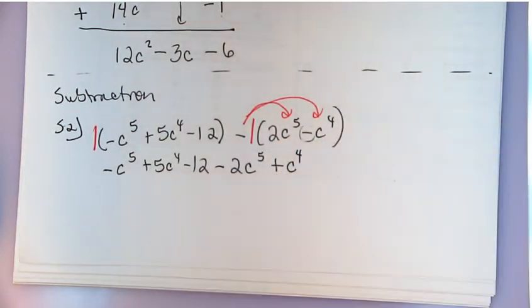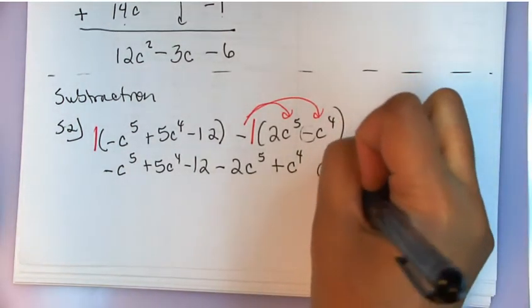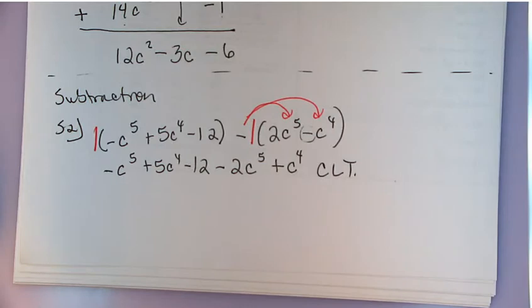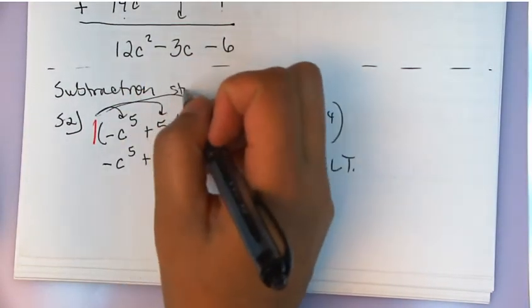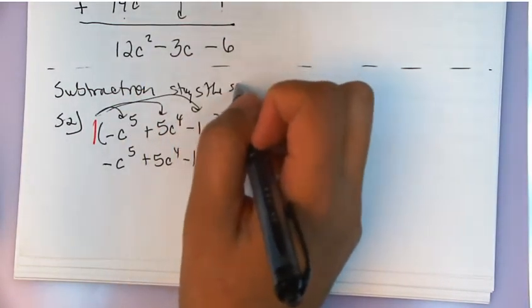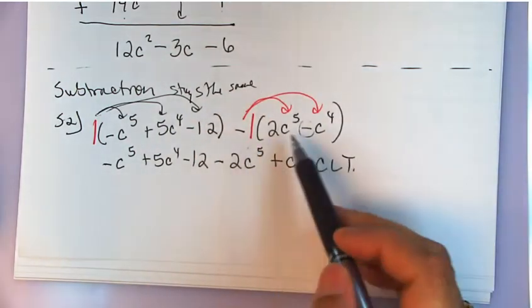Once we distribute that, now we can combine like terms like we normally do. But first we have to distribute and get rid of those parentheses. And distributing the 1, this doesn't really change anything. It just stays the same. But the second one, it changes the signs to opposite.